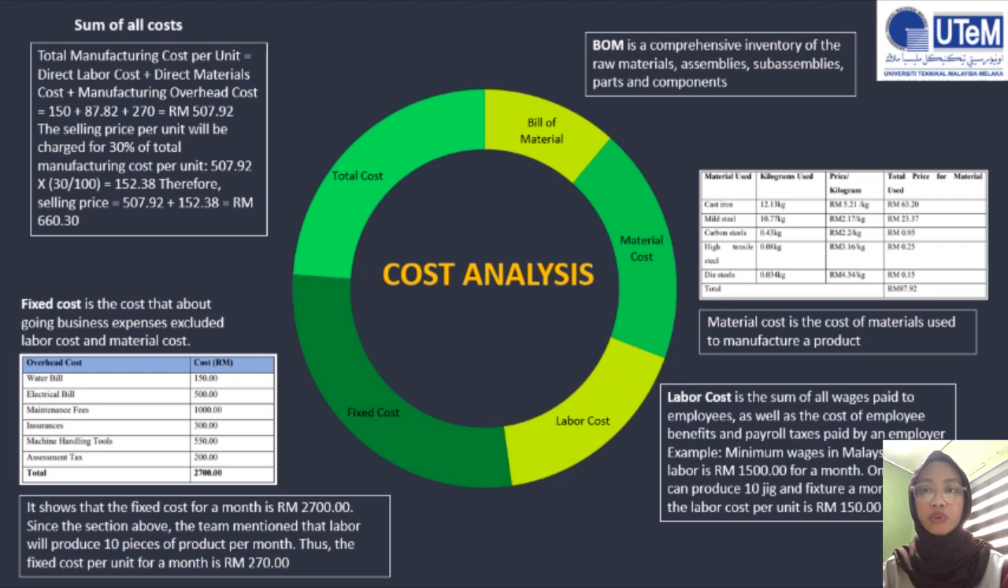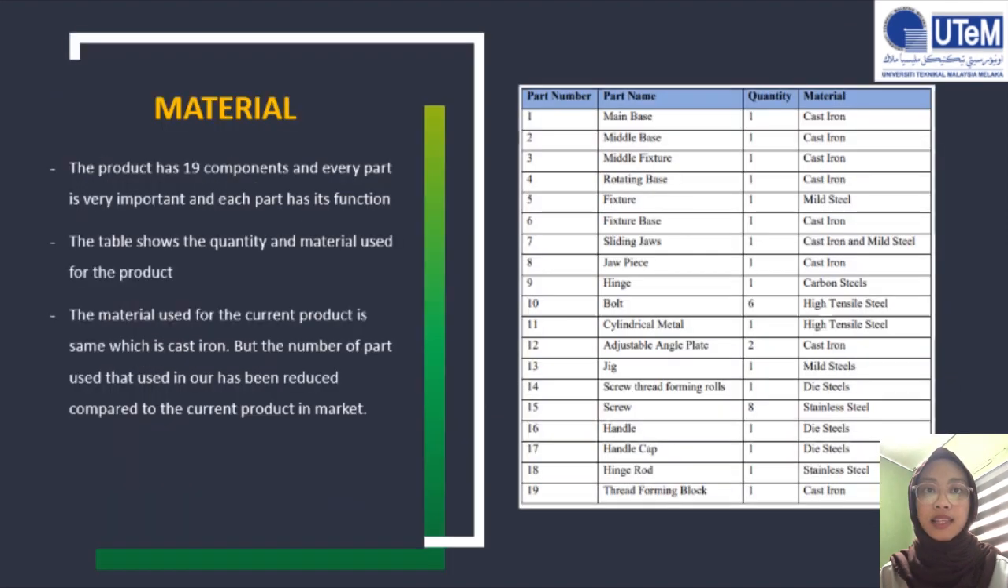Then, cost analysis is important in producing a product because it helps the manufacturer know the price of the product. It also shows the quantity and material used. It is shown that there are 6 materials that we use, which are cast iron, mild steel, carbon steel, high tensile steel, die steel, and stainless steel to make the product. Basically, the product has 19 components and every part is very important and each part has its function.